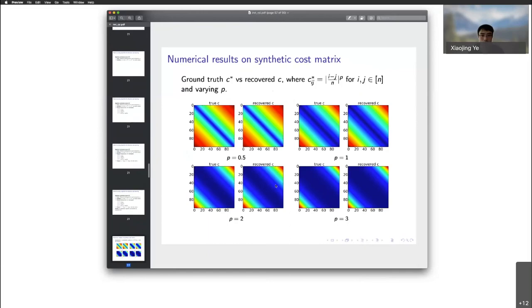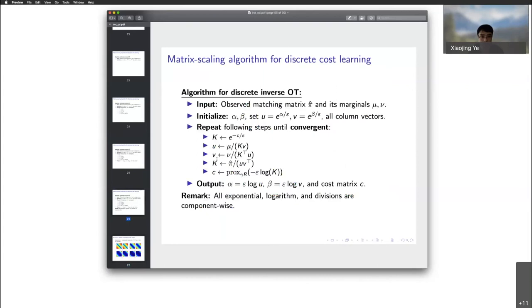We just did a simple experiment. So we used this kind of cost, for example, i minus j to the power p. P could be any positive number. It could be even negative. It's just that if it's negative, you need to set the diagonal to zero. But otherwise, p can be any number. And I think the p was 0.5, 1, 2, 3. You can see that in either case, the recovered cost is pretty close to the true one. And this is done by the matrix scaling algorithm we just described here, which is done extremely fast.